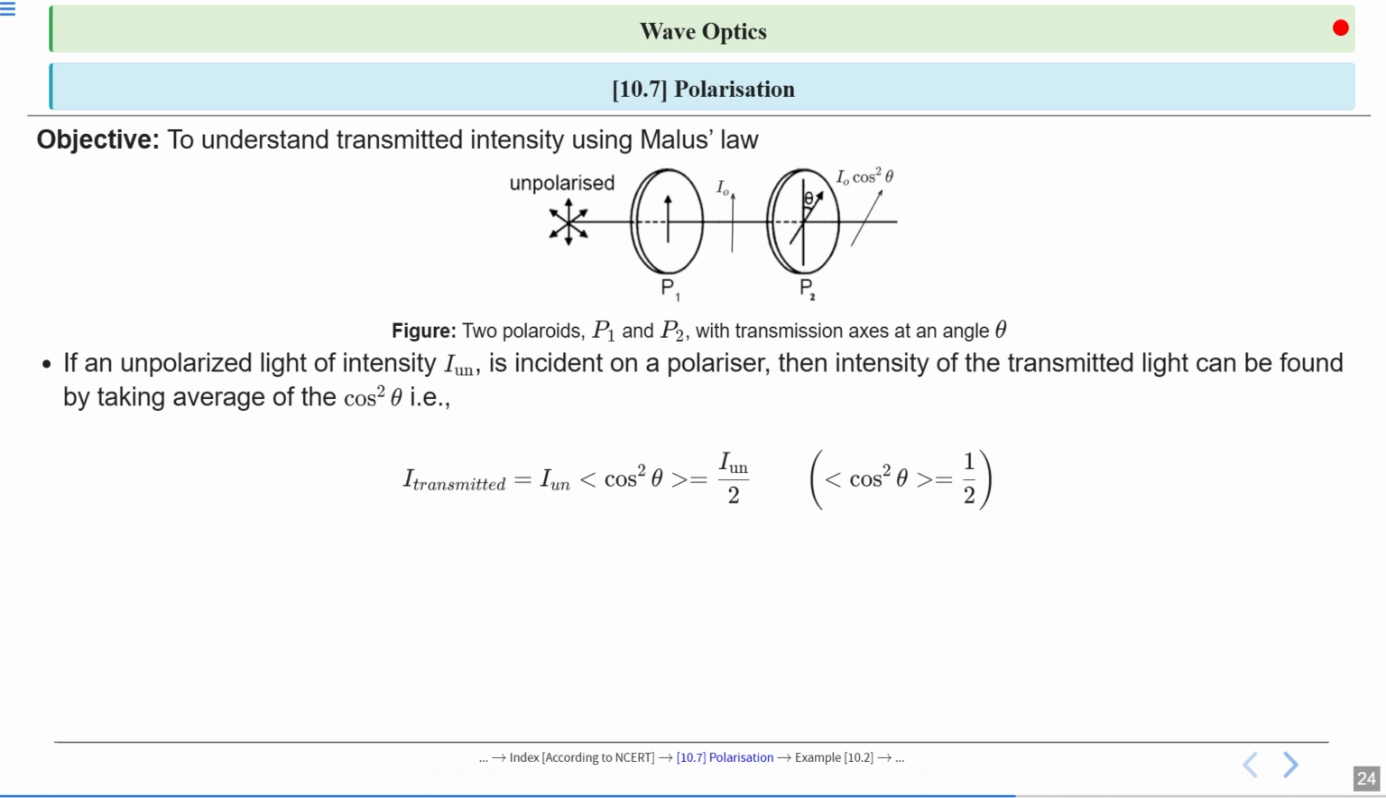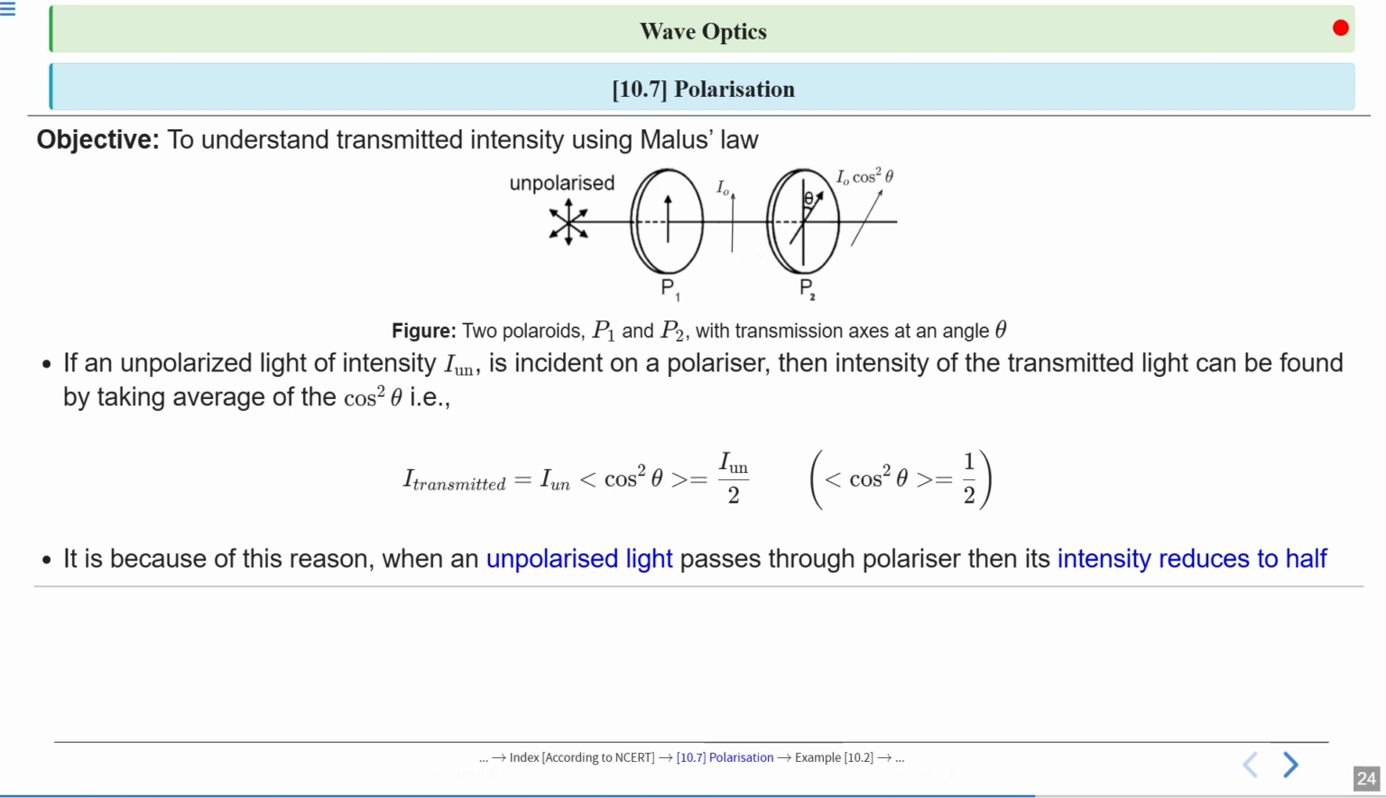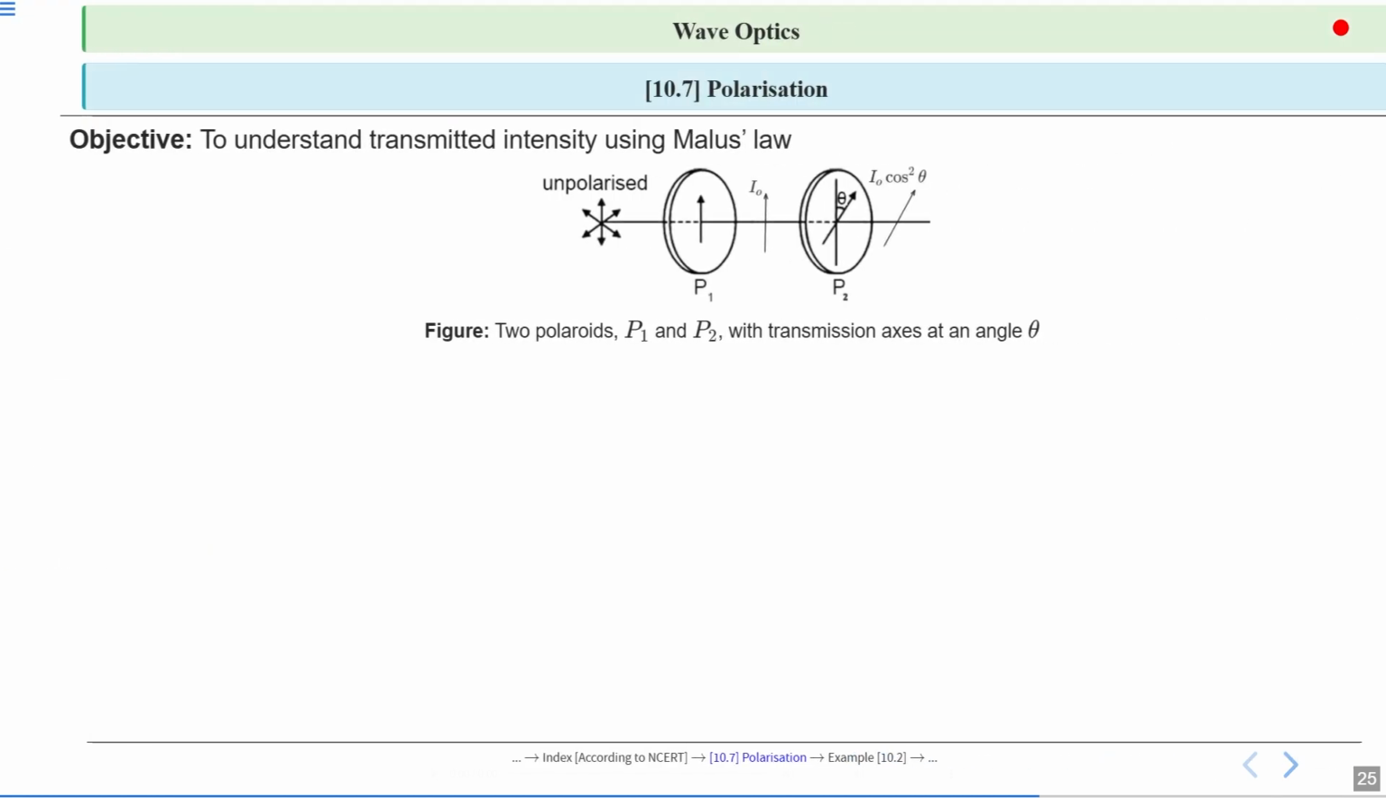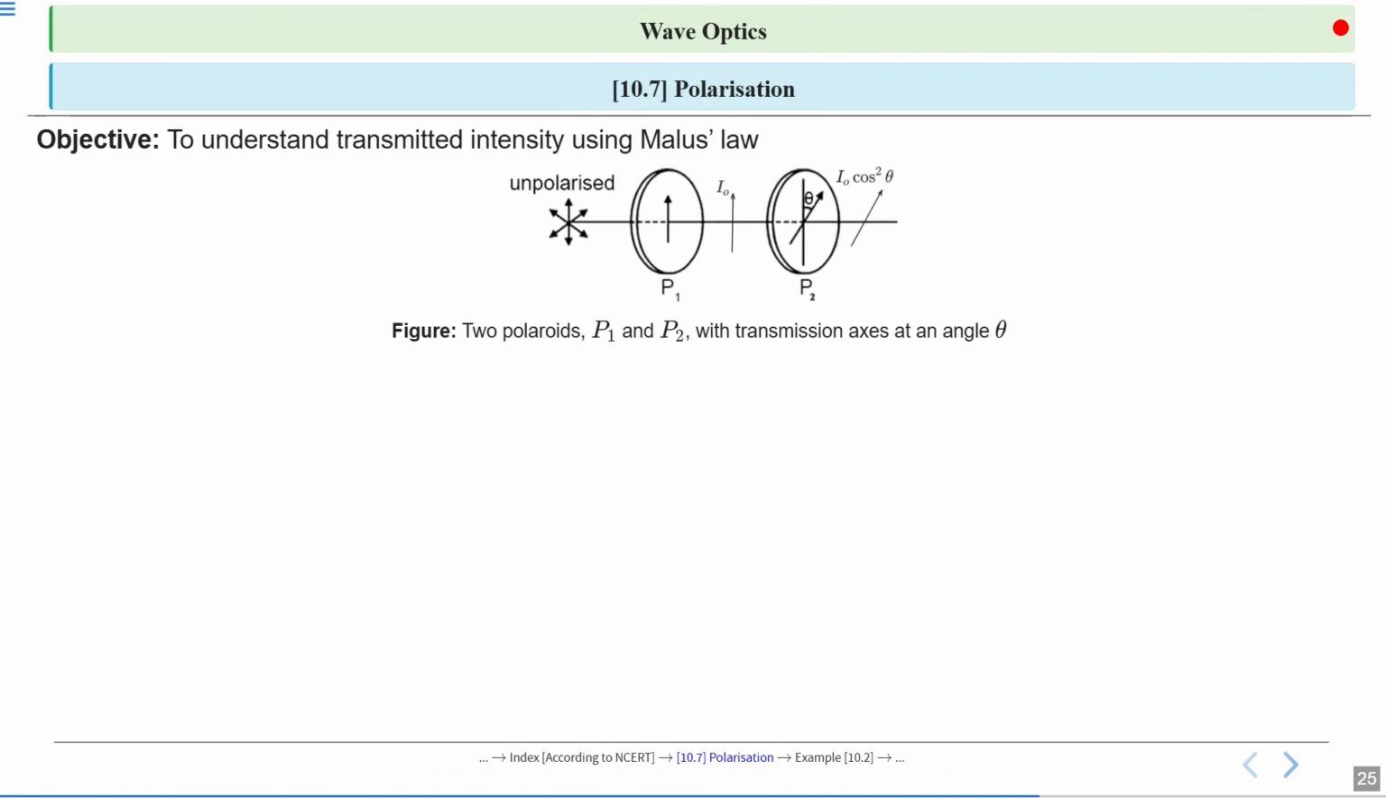So the intensity of transmitted light through the first Polaroid will be I UN, the intensity of unpolarized light, divided by 2. That is, it becomes half. That is why intensity is reduced by half. This reduction in intensity is why, when unpolarized light passes through a polarizer, its intensity is halved. It's important to remember that this is a fundamental property of polarizers and helps us understand how they filter light. Now we'll study more about the transmitted intensity using Malus law.